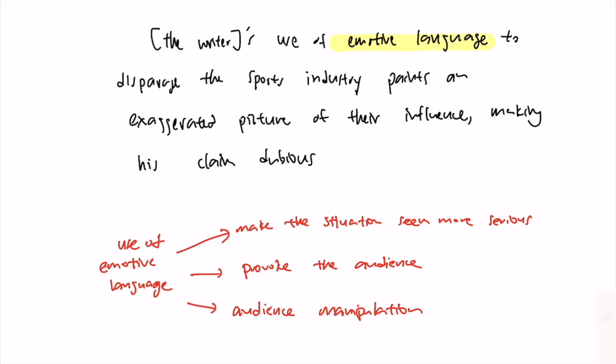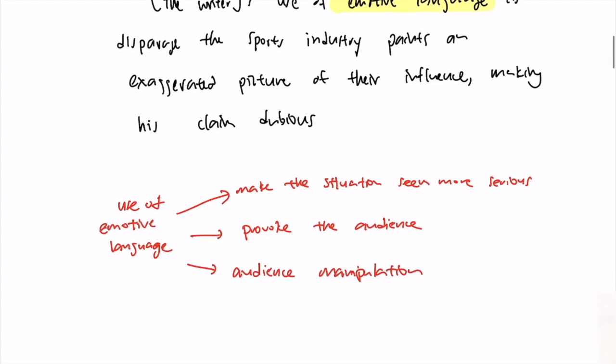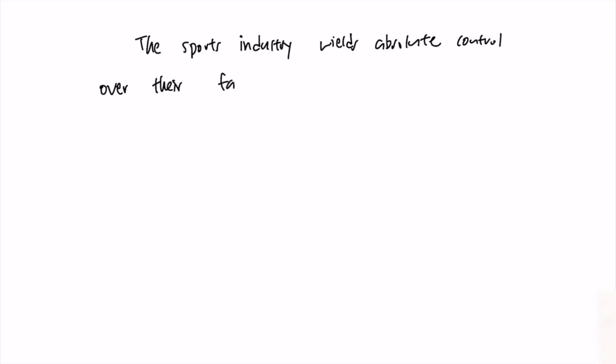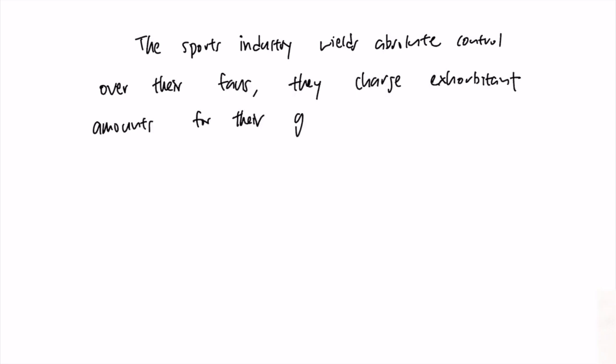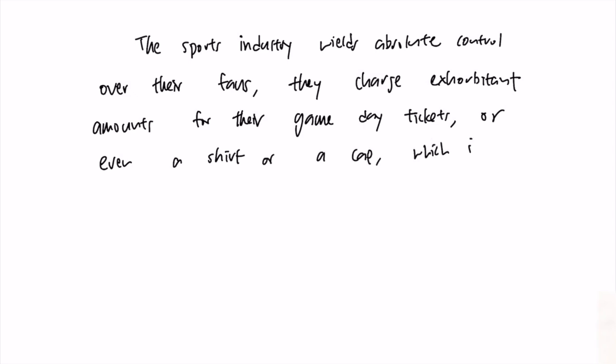Back to the example, so we are attacking the writer's use of emotive language. So, perhaps in the essay, the writer wrote something along the lines of this. The sports industry wields absolute control over their fans. They charge their fans exorbitant amounts for a game day ticket, or even a shirt or a cap, which is in fact daylight robbery. If this sentence appears in the comprehension passage that you are reading, do immediately realize that this is an opportunity for us to attack the fact that the author is using emotive language. The fact that he uses words such as absolute control, exorbitant, and daylight robbery shows that he is trying to evoke this imagery of the sports industry robbing people of their money.